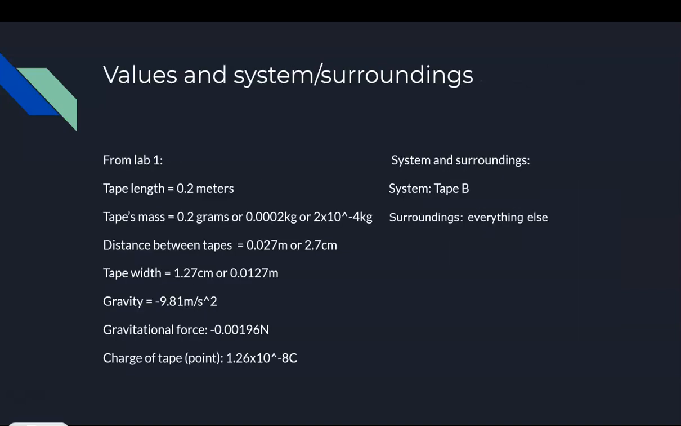Now, values I got from lab 1 and the system settings. We got the tape length of about 0.2 meters, tape's mass about 0.2 grams. The distance between the tapes is around 2.7 centimeters. The tape's width being around 0.0127 meters, gravity being negative 9.81 meters per second squared, gravitational force being negative 0.00196 newtons, charge of the tape being 1.26 times 10 to the power negative 8 C, the system itself being tape B, and the surroundings being everything else besides tape B.